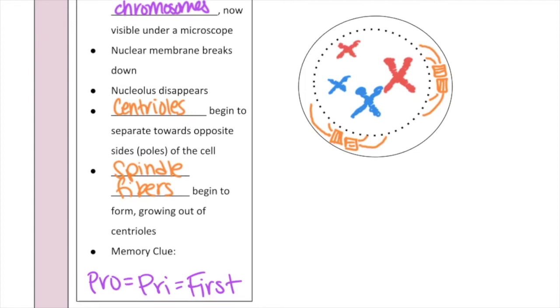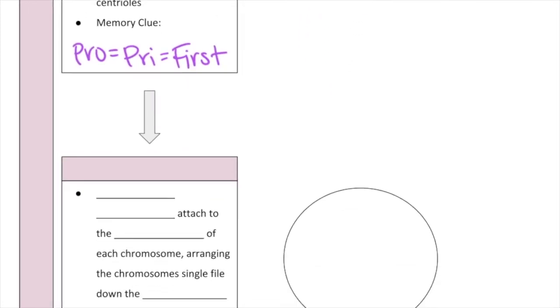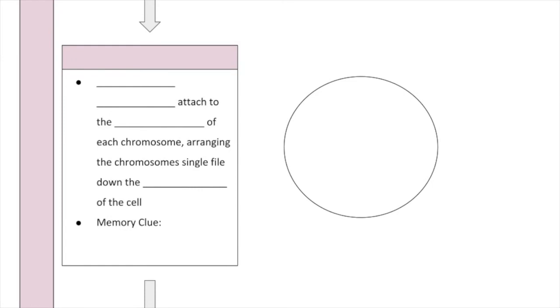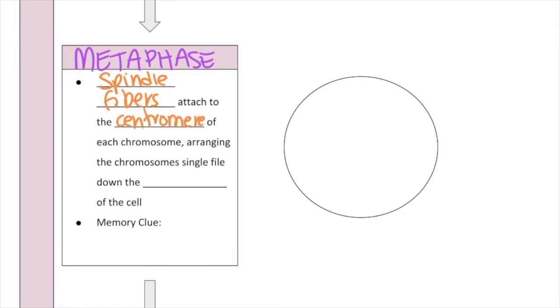Now let's dive into the second phase of mitosis. The second phase of mitosis is called metaphase. You can see based on our image that the nucleus has completely disappeared by metaphase. The spindle fibers, which I used orange for, have attached to the centromere of each chromosome and arrange the chromosomes single file down the middle of the cell.